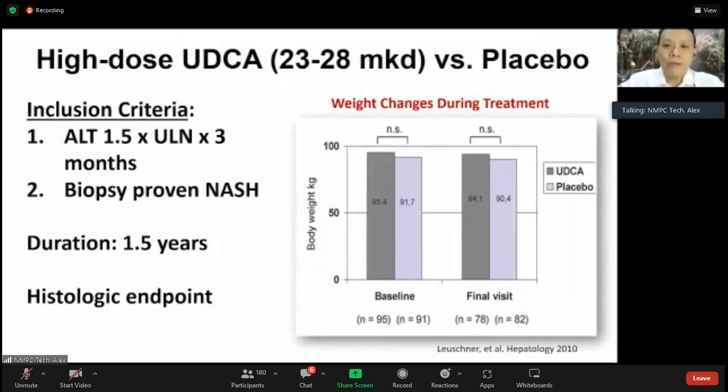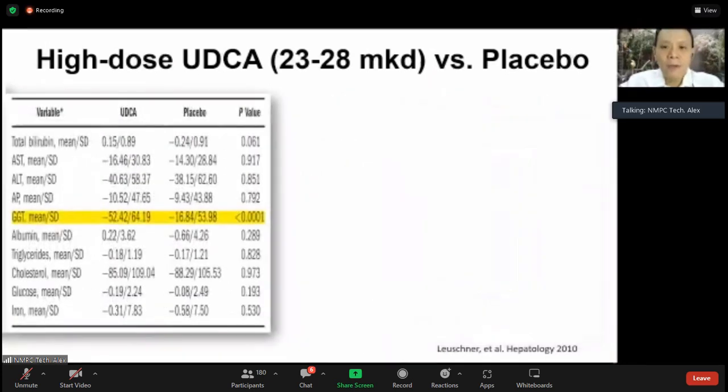And they looked at weight changes during treatment to make sure that weight changes did not affect or influence the results of their study. And you can see that for both UDCA and placebo groups, there was really no difference in terms of weight changes between the two groups. So the weight changes did not affect the results of the study.